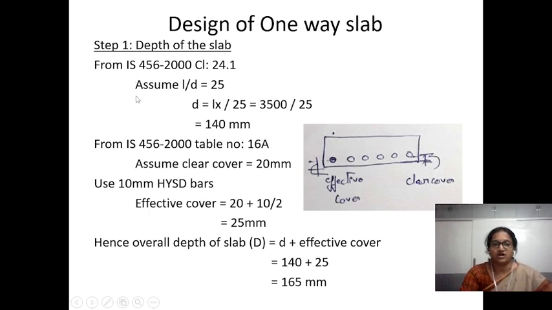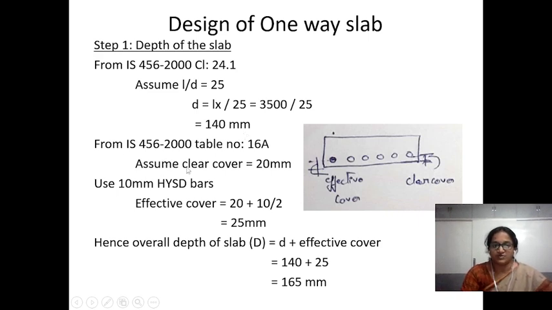First, we have to calculate the thickness or depth of the slab, which is taken from IS 456 2000 clause number 24.1. In that, the assumed L by D ratio is equal to 25. So I have assumed 25. D is equal to Lx by 25, which is 3500 by 25. I got 140 mm.